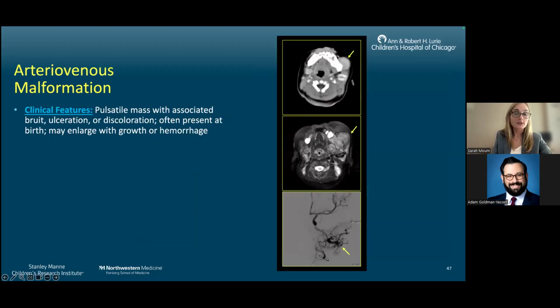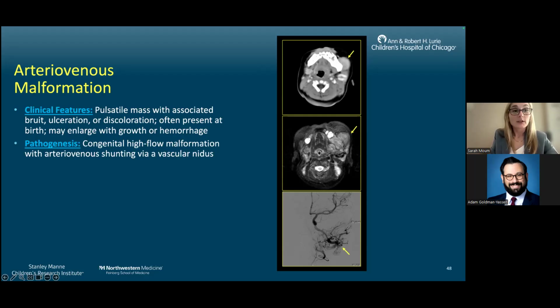Okay, moving on to our next vascular malformation, we're going to talk about arteriovenous malformations. So these are, as you would expect anywhere else in the body, pulsatile masses with an associated bruit on physical exam. They can have skin ulceration or discoloration. And then these can be present at birth and may enlarge with patient growth or with internal hemorrhage.